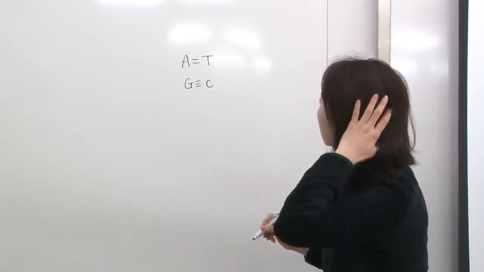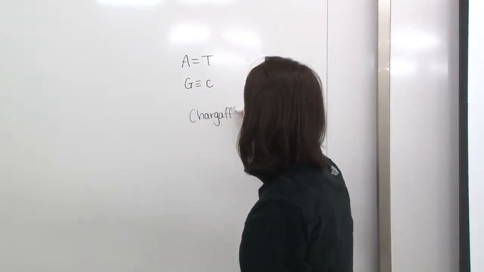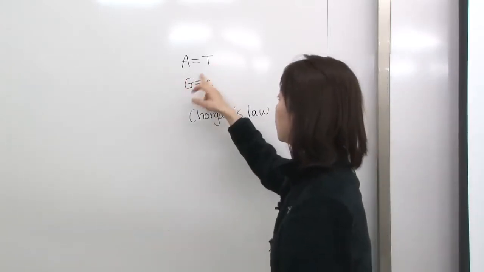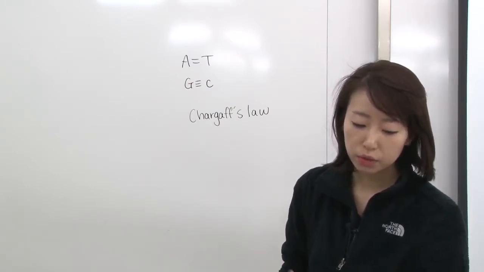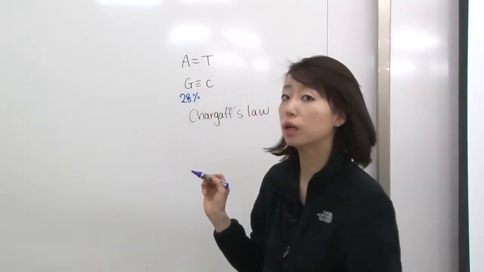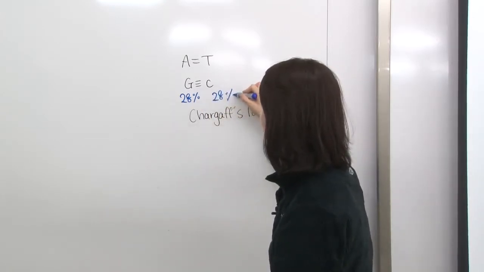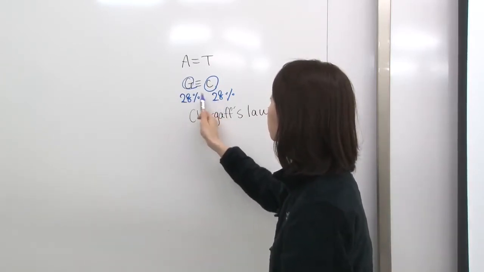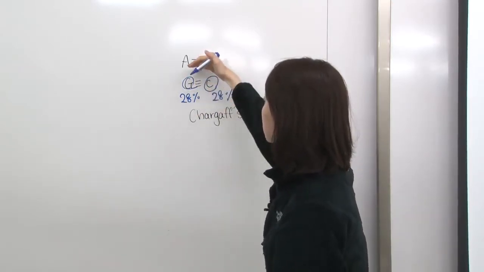So there is a law that is called Chargaff's law, that talks about the ratio between the number of bases. For example, if you have 28% of the nucleotides for guanine, then the number of C should also be 28% because this is completely complementary to G. So the percent for these two should be the same, and then the other two should also correspondingly be the same.